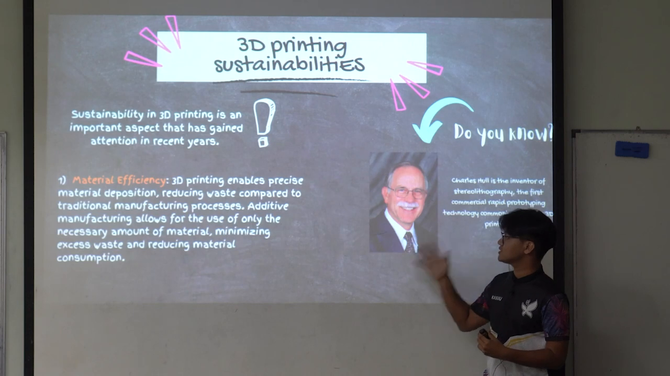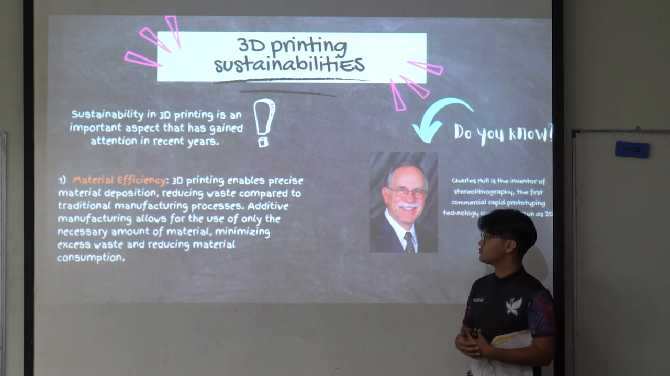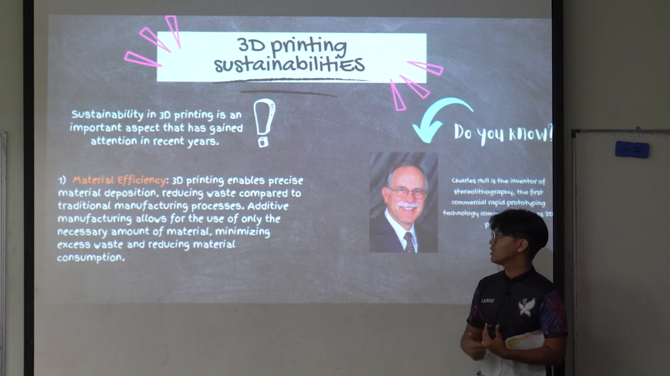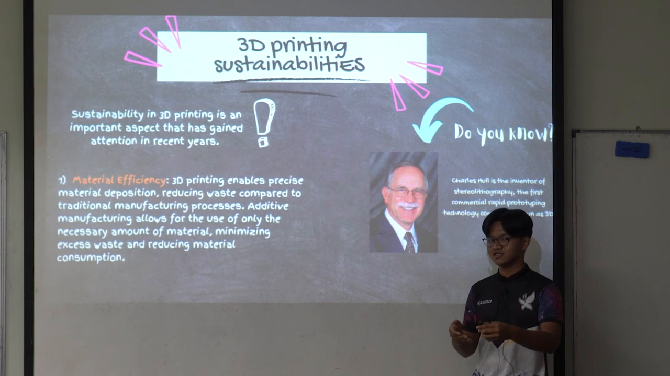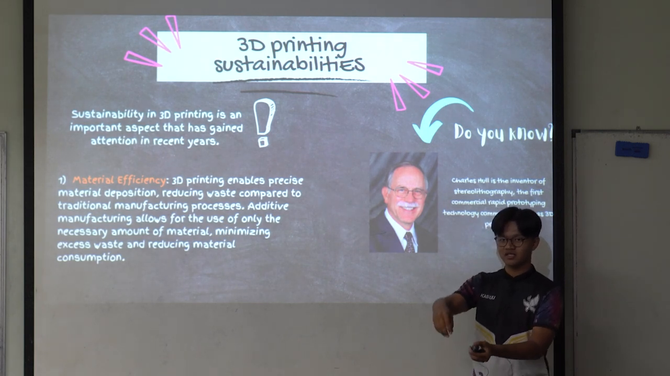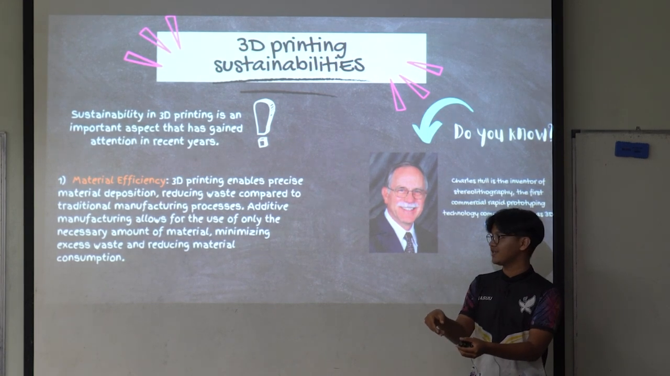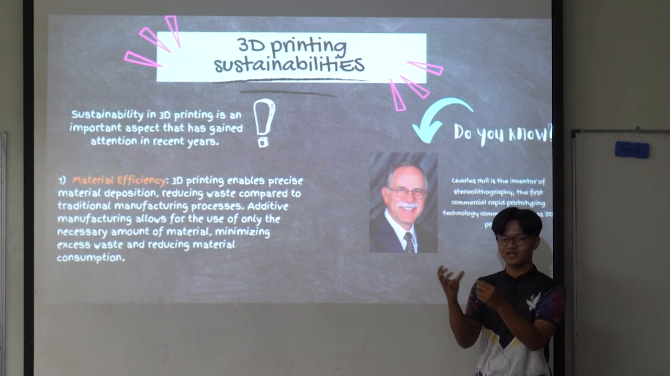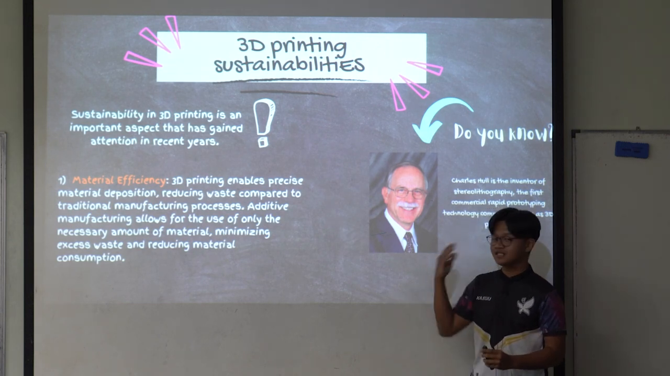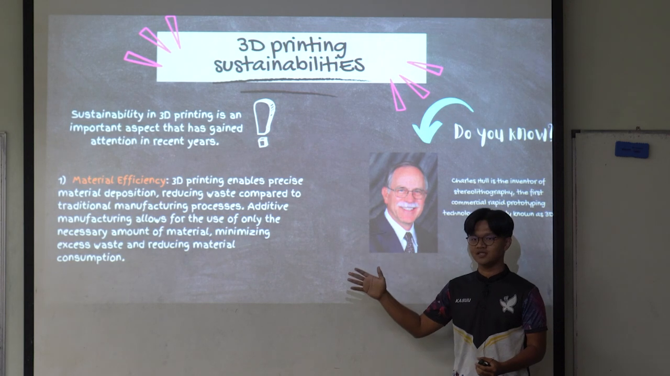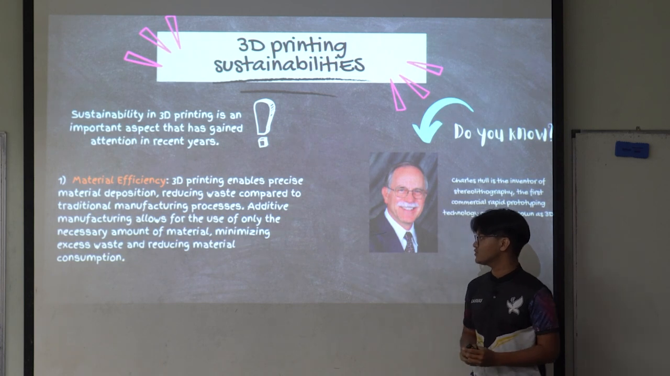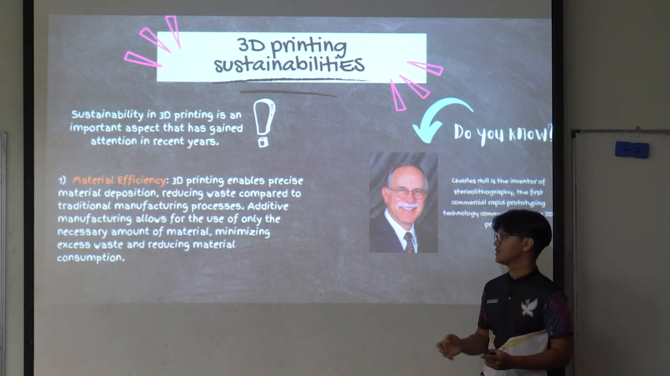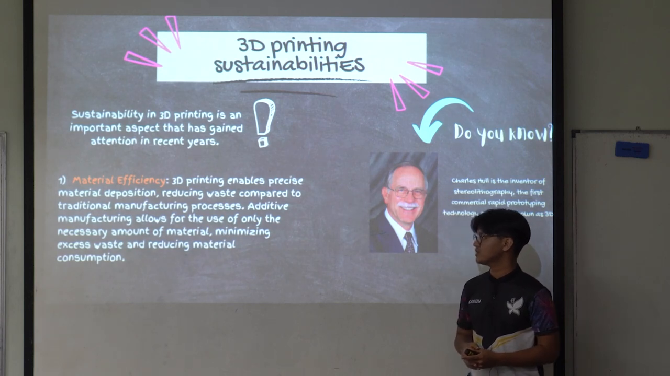So the relation with sustainability is that 3D printing enables precise material deposition, reducing waste compared to traditional manufacturing processes, such as we learned before, ceramic clay. The traditional way, we knead that thing to become the ceramic pot. That's the traditional way, but obviously it's very slow and not as efficient as 3D printing. Additive manufacturing allows for the use of only the necessary amount of material, minimizing excess waste and reducing material consumption.